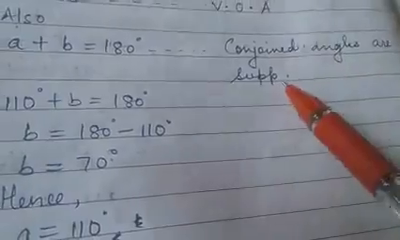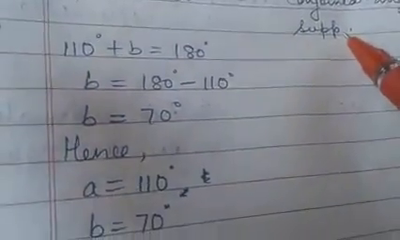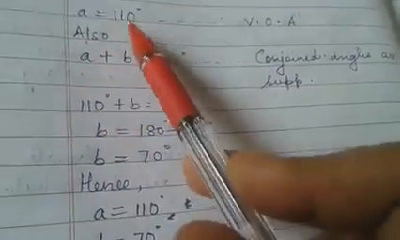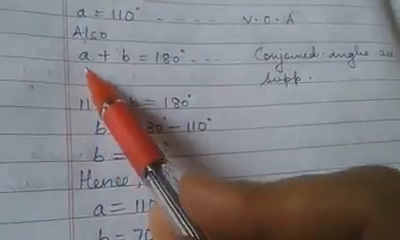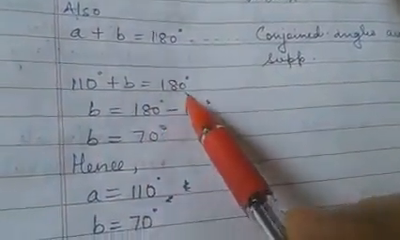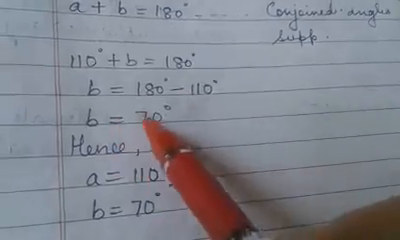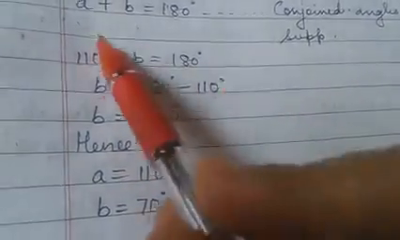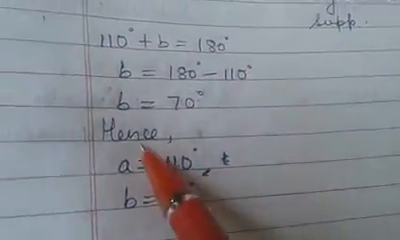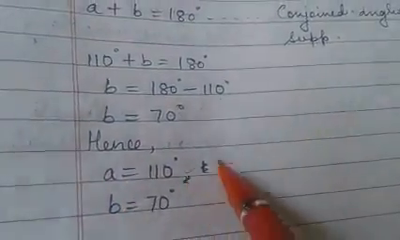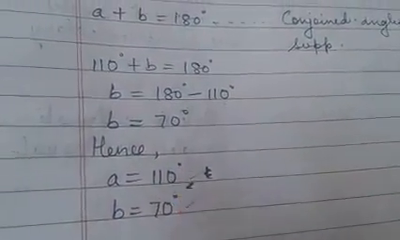Co-interior angles are supplementary. So A is 110. I have substituted the value of A, 110 plus B equals 180. B equals 180 degrees minus 110. B equals 70 degrees. This transposing you all know now. Hence, the values of A and B have to be written here. This is very important.